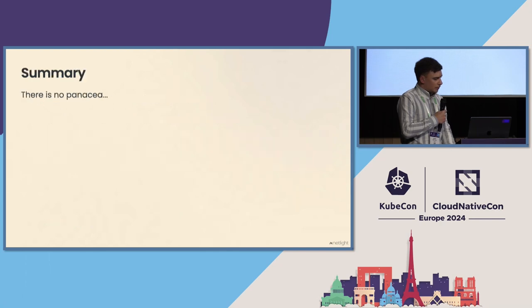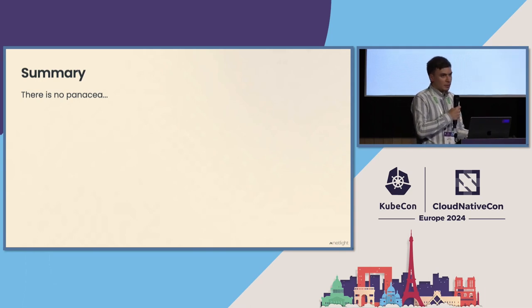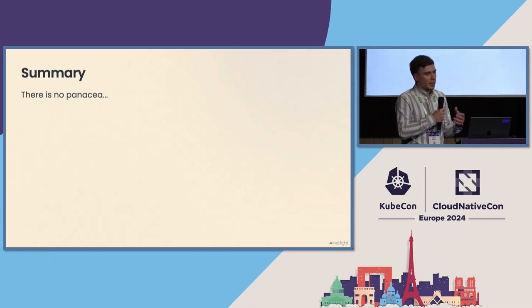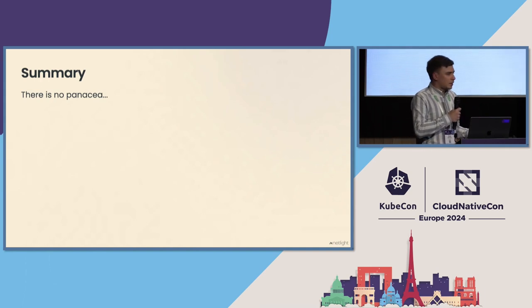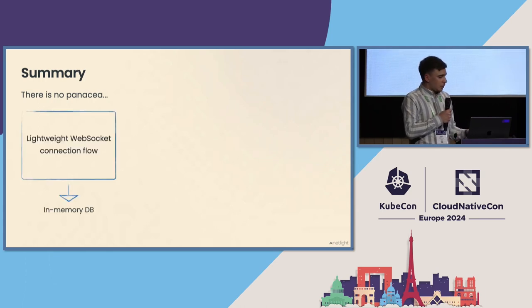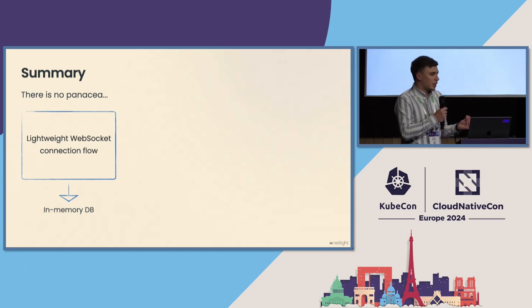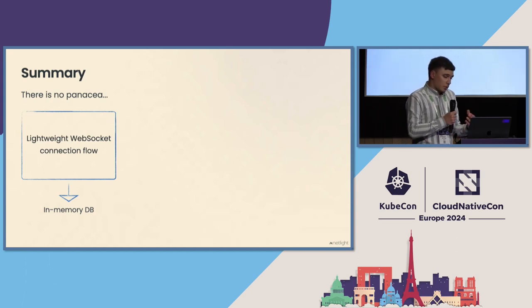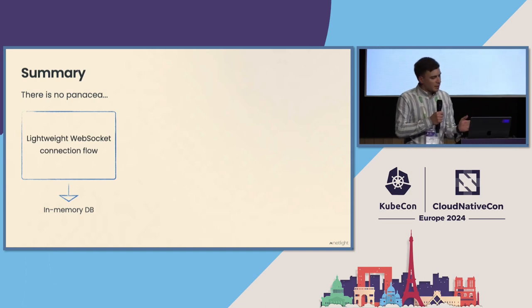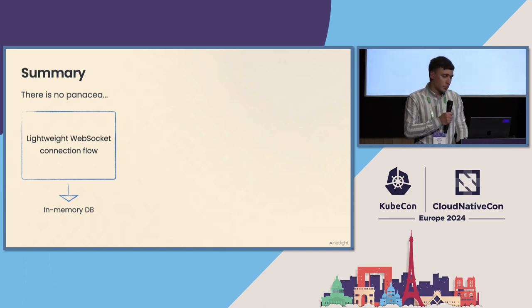And with that, we come to a summary. So there is no panacea in addressing these challenges. An analysis of the load patterns and an analysis of the bottlenecks is crucial to inform your system design decisions. In our case, we went a little bit through the challenges, and now I'll mention again the core ideas here. So we made the WebSocket connection flow more lightweight via introducing an in-memory database, which we can scale independently and scale more easily and avoid the bottlenecks that we had with the Postgres database.